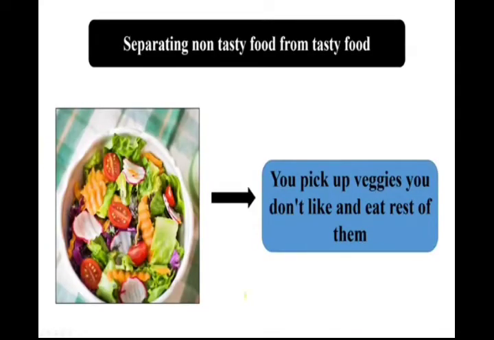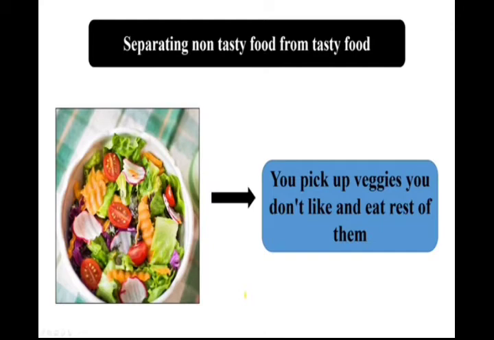Okay, so if you want to separate specific food items from a salad, you like salad but you would like to separate your favorite fruit from the salad. How will you separate? You pick up the veggies you don't like and you eat the rest of them. Right? So which method are you using to separate those vegetables or fruits or spices from the salad? You can directly separate it by using your hand. Right? Yes. This is one of the important modes of separation: separation by using your hand.